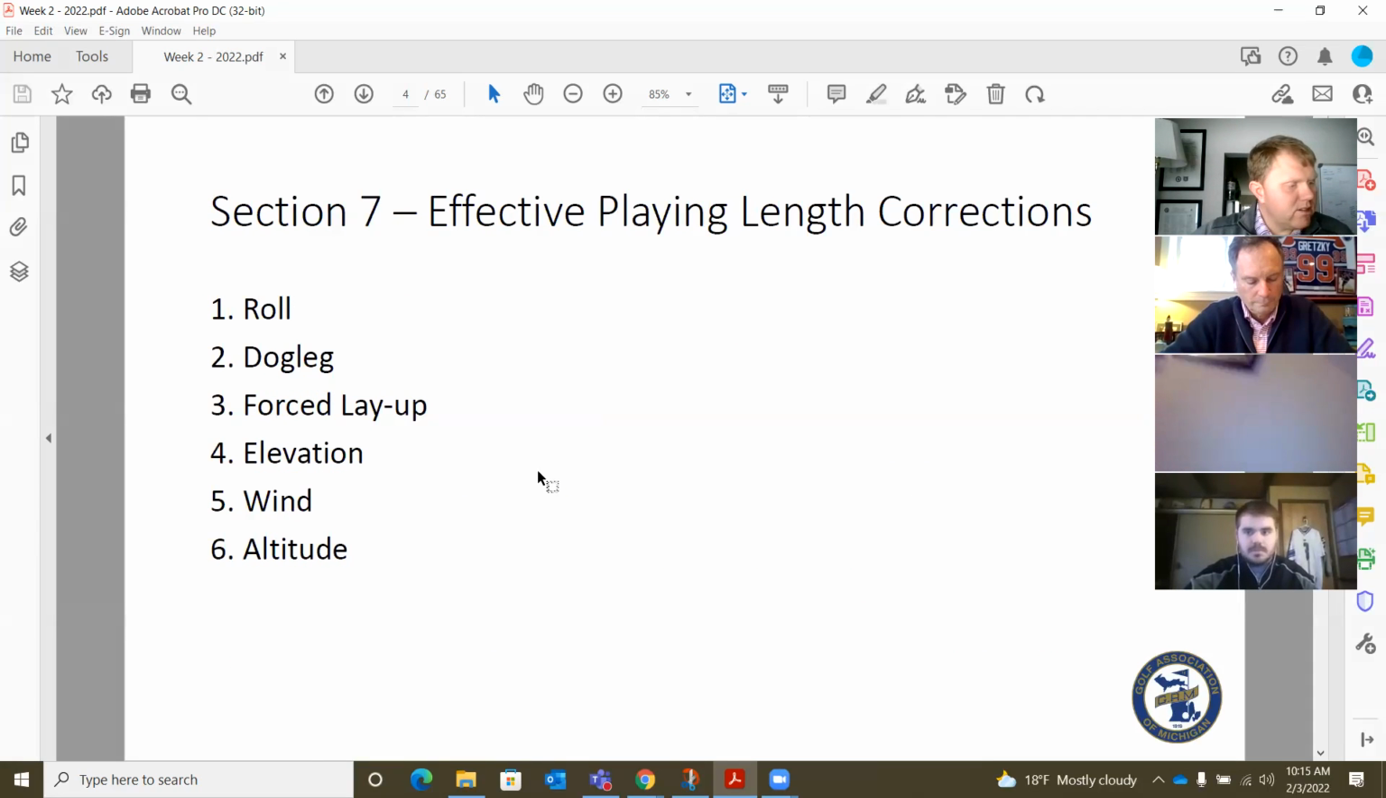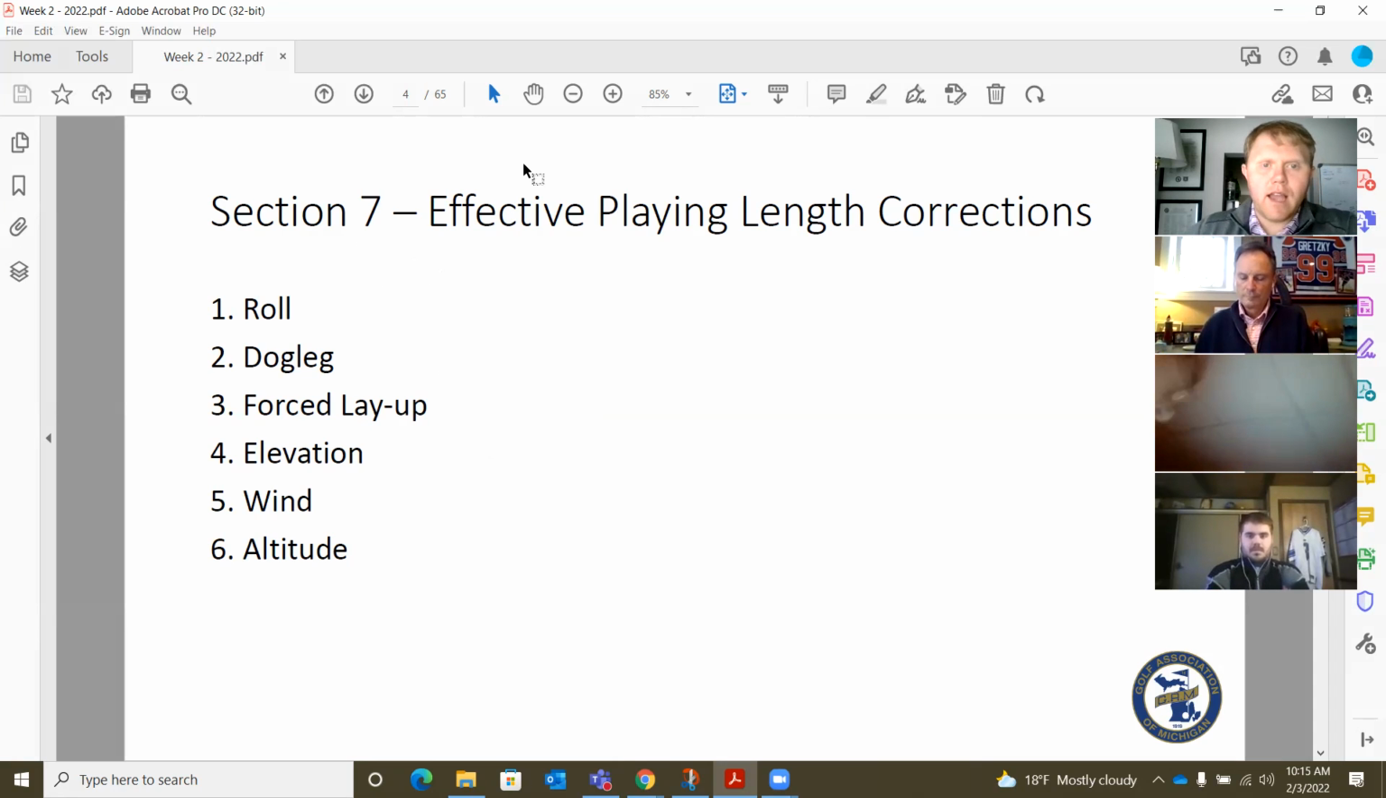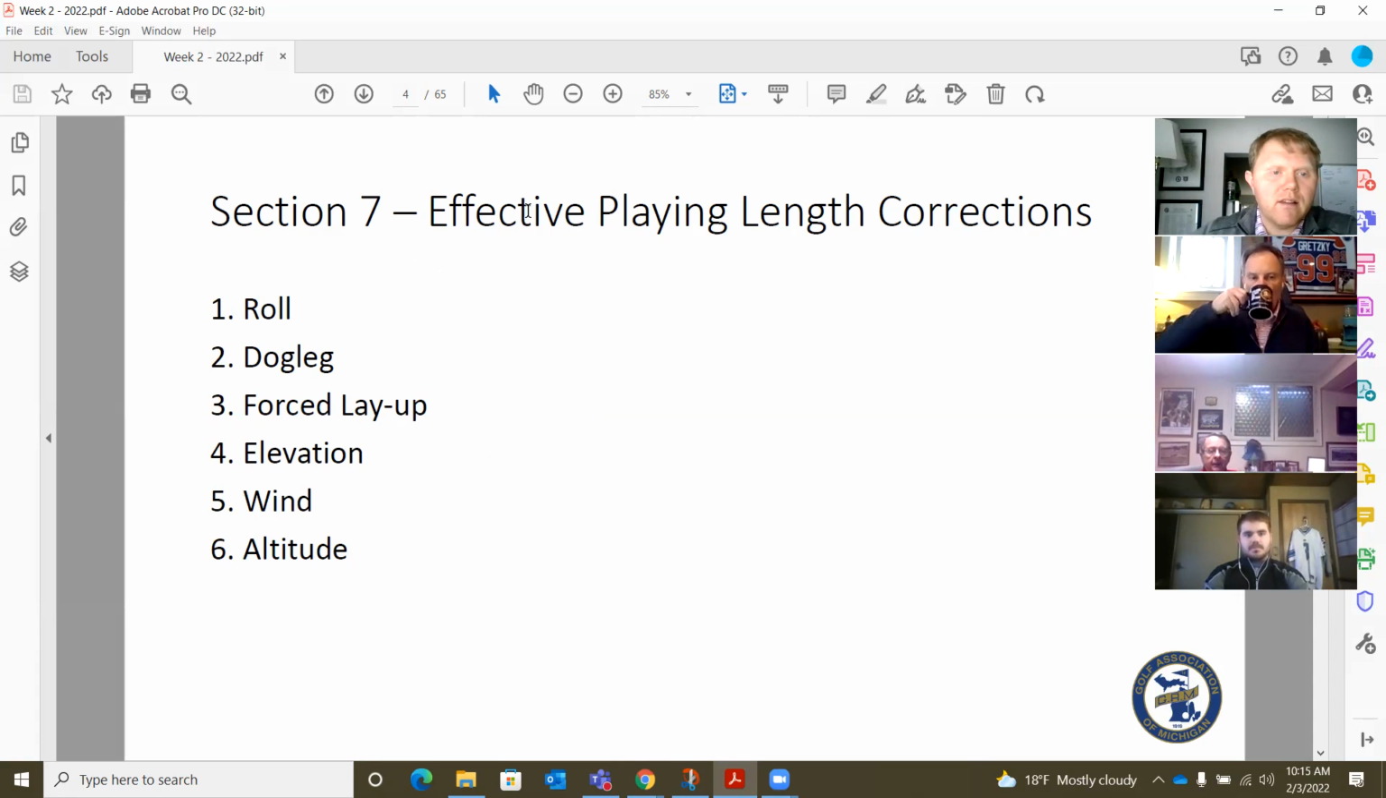All right, section 7. So here are the effective play length corrections that are covered in section 7. Just as a kind of a precursor, and you've probably heard this before if you've done this, length is the most important factor in determining the course and slope rating. So when we measure the golf course, it's an extremely important process.